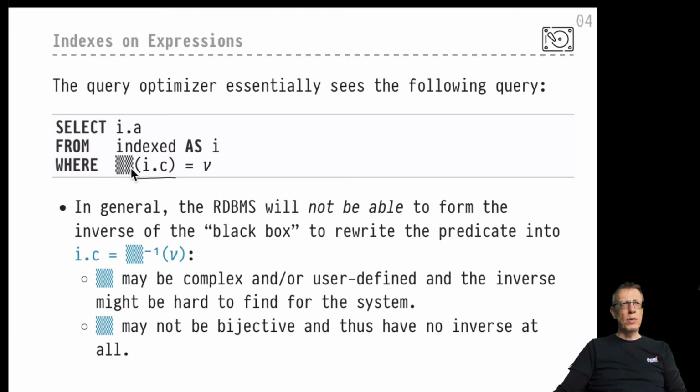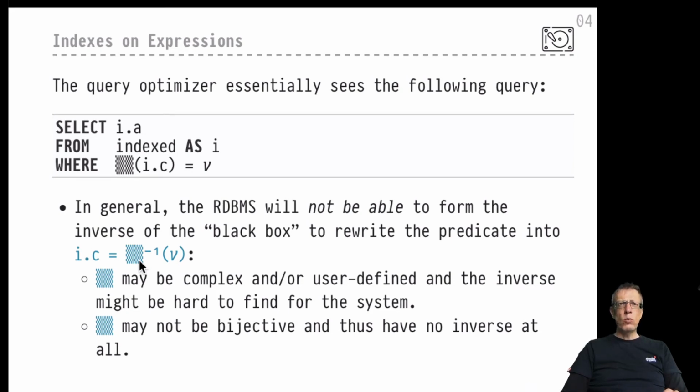And the query optimizer in general does not have this insight. Query optimizers do not know about sophisticated algebraic equivalences or properties of the functions that are involved in building complex expressions over this column I.C. So indeed, this may be complex, and maybe it's even consisting of user-defined functions about which the query optimizer just has no knowledge. Maybe it's not even possible at all to find this inverse here, because the function that is defined by the gray box is not bijective. Then this approach is just a no-go.